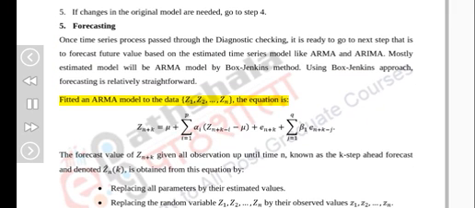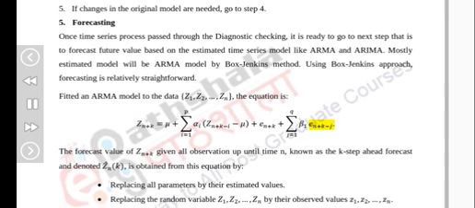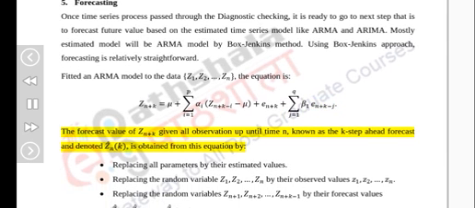The equation is Z_{n+k} = mu + summation over i = 1 to p of alpha_i Z_{n+k-i} + summation over j = 1 to q of beta_j e_{n+k-j}. The forecast value of Z_{n+k} given all observations up until time n, known as the k-step ahead forecast and denoted Z_n(k), is obtained from this equation by replacing all parameters by their estimated values.